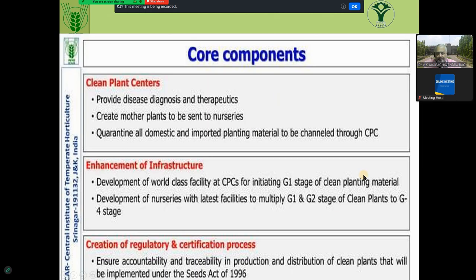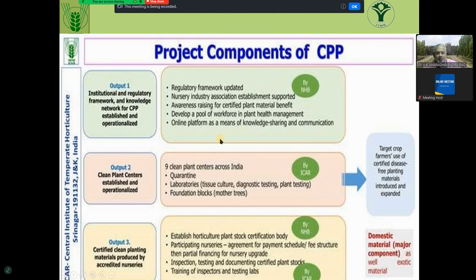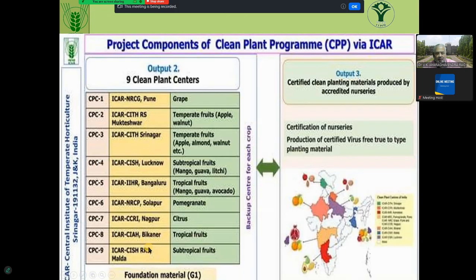Similarly, the clean material may be at G1 stage, G2 stage, at the germplasm, where we undergo many stages. So there are so many outputs. One is, we establish a regulatory framework. We have 9 clean plant centers. I told you the 9 institutes. ICAR institutes, IIHR is one. Then certified clean planting material is produced by accredited nurseries. This is our main job, to accredit the nurseries, visit them, network them, and then train them, do hand holding, and so on and so forth.